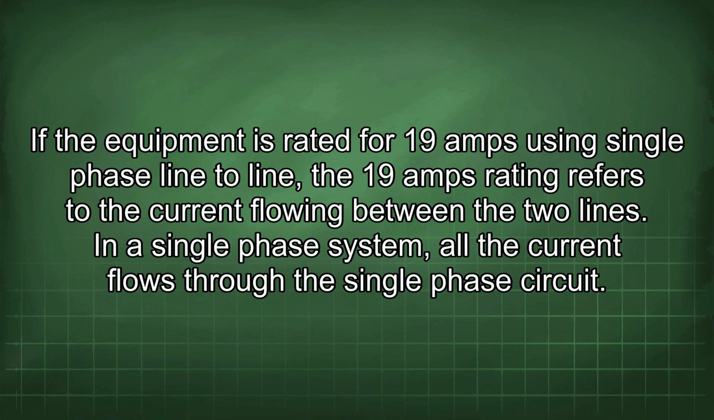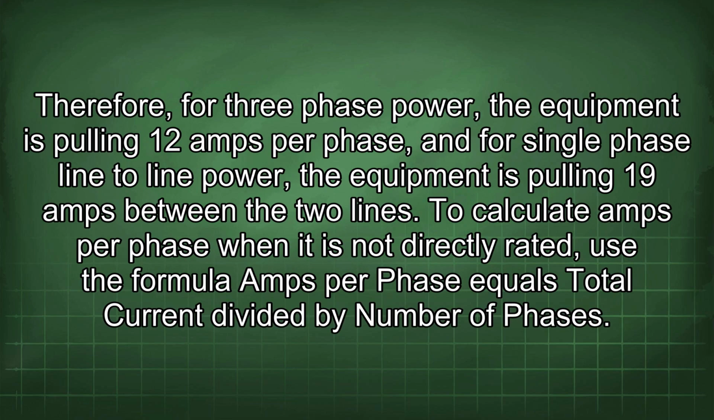If the equipment is rated for 19 amps using single-phase line-to-line, the 19 amps rating refers to the current flowing between the 2 lines. In a single-phase system, all the current flows through the single-phase circuit. Therefore, for 3-phase power, the equipment is pulling 12 amps per phase, and for single-phase line-to-line power, the equipment is pulling 19 amps between the 2 lines.